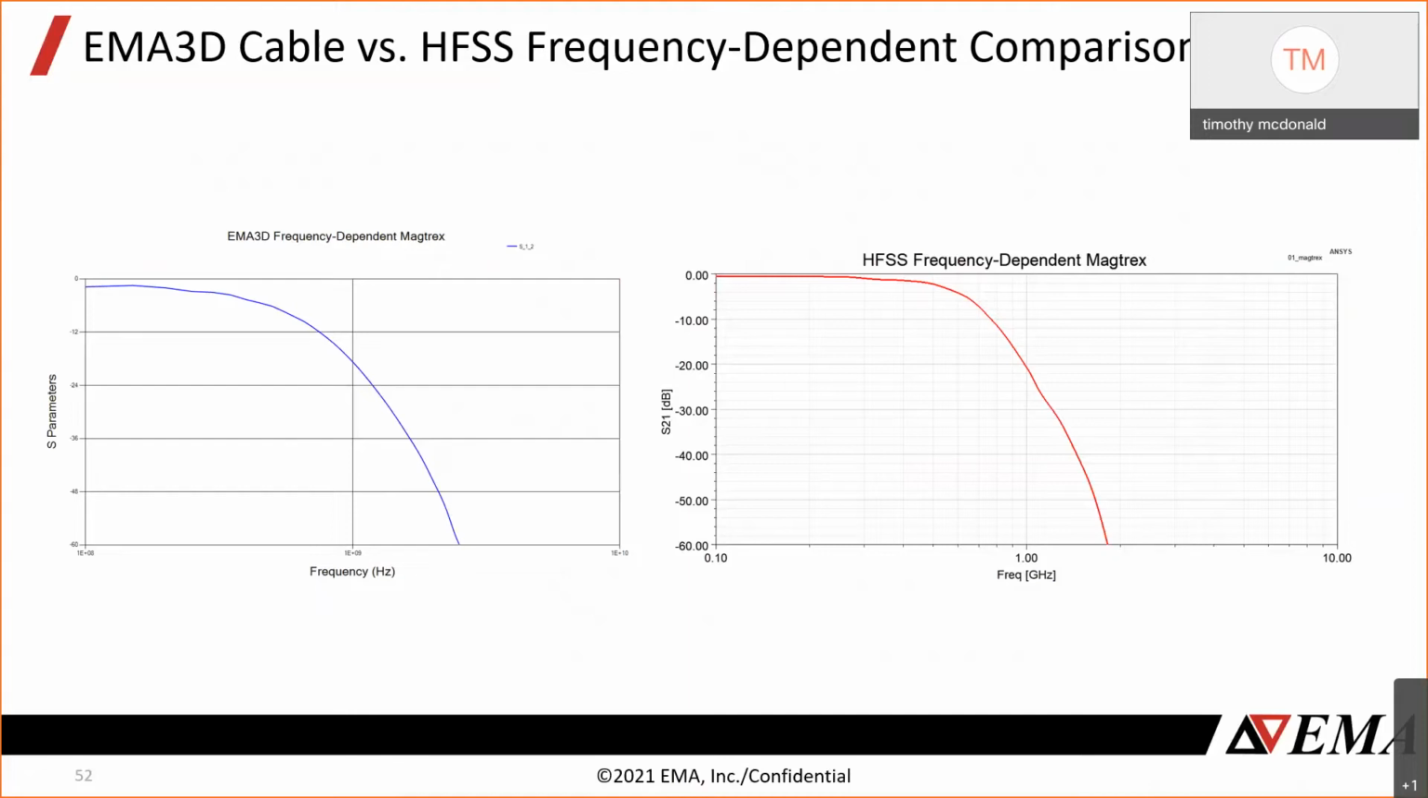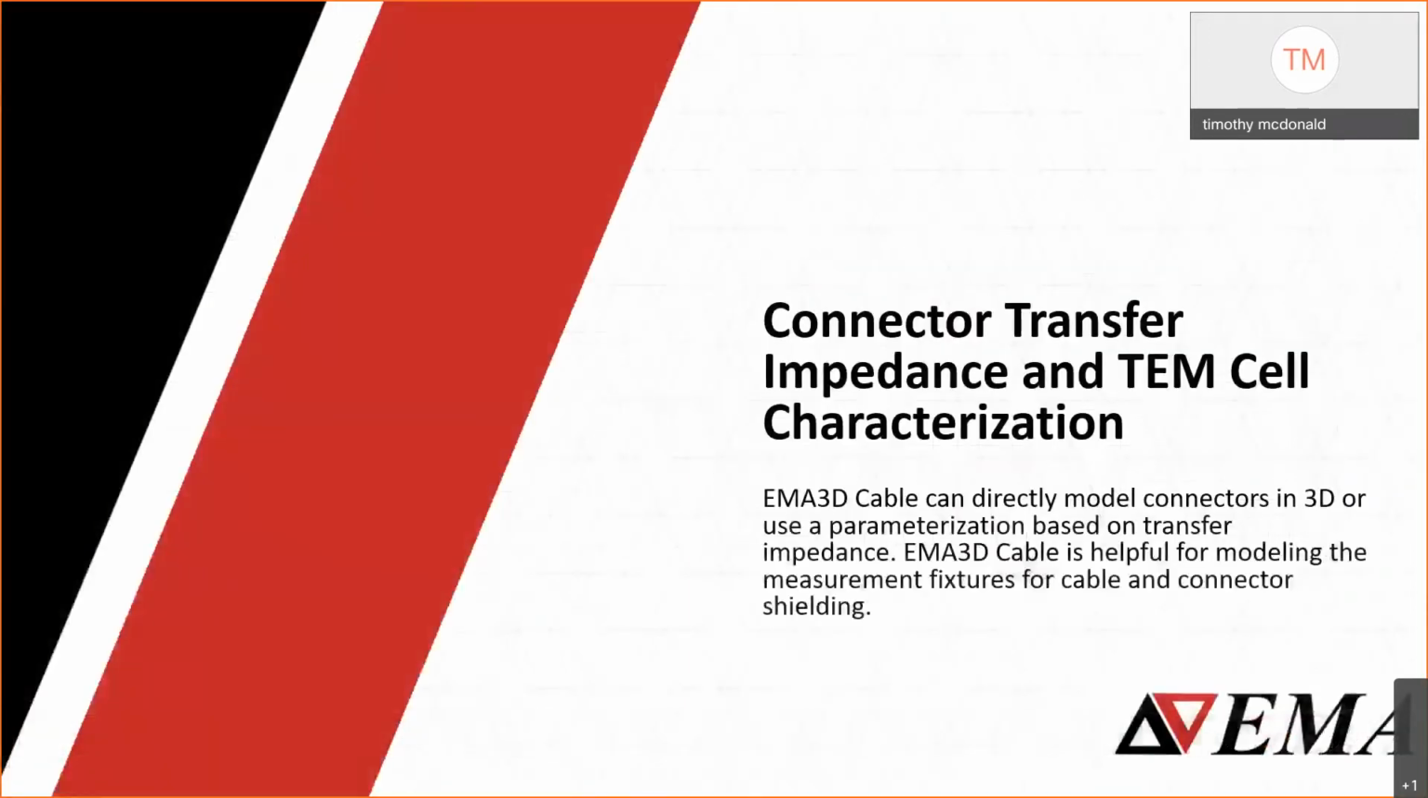So it's nice to know that EMA3D, even though it is a time domain and voxel-based tool, can still handle these incredibly complex type of material properties. All right, let's talk a little bit about connector transfer impedance. EMI/EMC engineers that are worried about the performance of their shields often will use transfer impedance characterization. EMA3D cables is a great tool for both modeling the fixtures to help design a good test and also predicting the performance of a connector during that test.